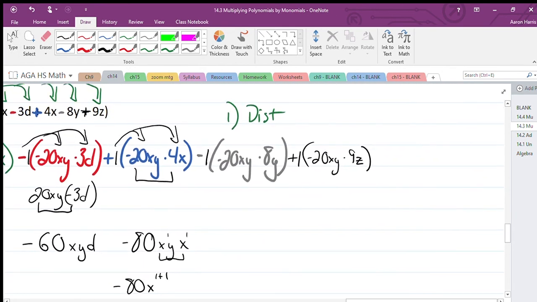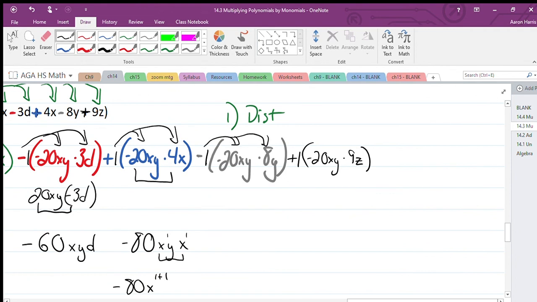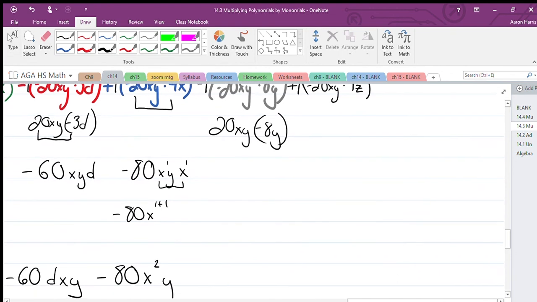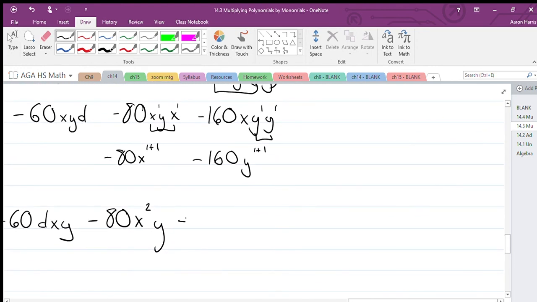Okay? Then right here, I have a negative 1. If I distribute that in, a negative and a negative makes it a what? Positive. A negative and a positive makes it a negative. So I'm really doing 20xy times negative 8y. So here we go. 20 times a negative, well, a positive times a negative is a negative. I get 20 times 8 is 160. And then I get x, y, and y. Oh, look at that. I have 2 y's. So what am I going to do with that? You got it. I'm going to add those powers. So I get negative 160xy squared.